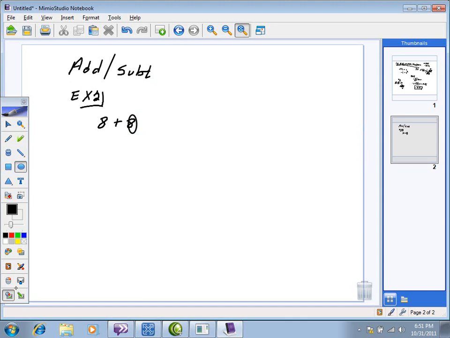What's the eraser in? I don't know. Okay, that one. That'll be it. There we go. That worked.